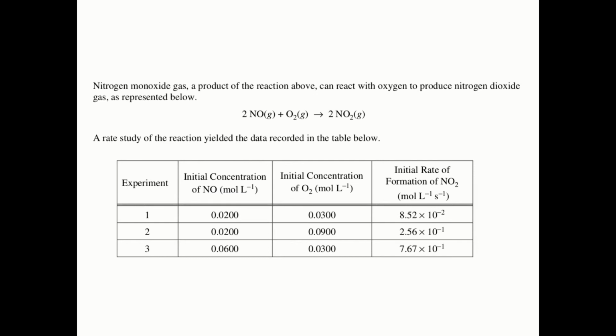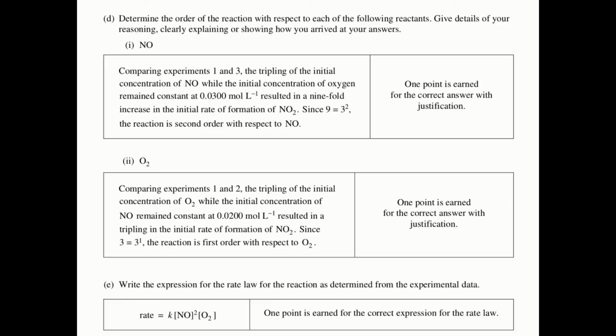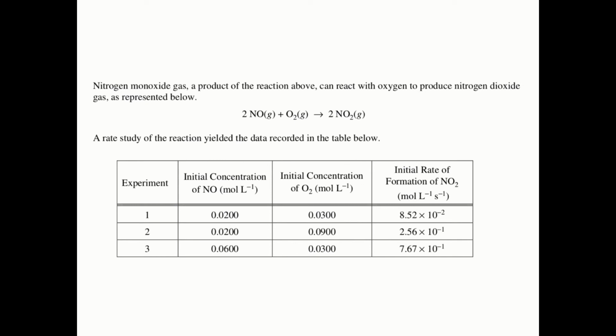But notice, because there's a 2 in front of NO2, you should actually take whichever initial rate you want to use for NO2 and divide it by 2. Now, they didn't take off if you forgot to do that. And it says here, a rate constant of that earns a point if the rate of reaction is assumed to be the same as the rate of formation of NO2. And I'm assuming they did that because so many people missed it. So don't worry about it if you forgot, but just in the future, when you look at what it's saying the rate of, make sure that if you have a coefficient, you divide by that value.